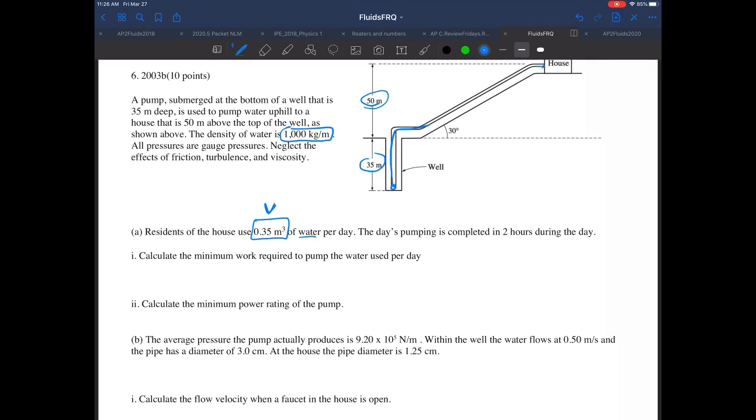The day's pumping is completed in 2 hours. What's the work required? Well, work is a force times distance, and you are going to take that energy and bring it up that hill, mgh, or your work gives your fluid potential energy. So you just have to calculate the mg that's coming up.